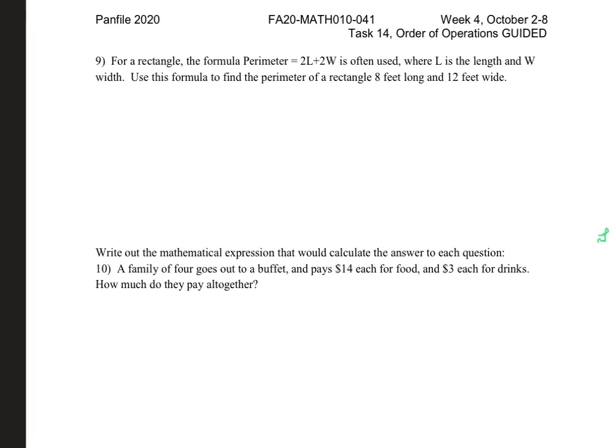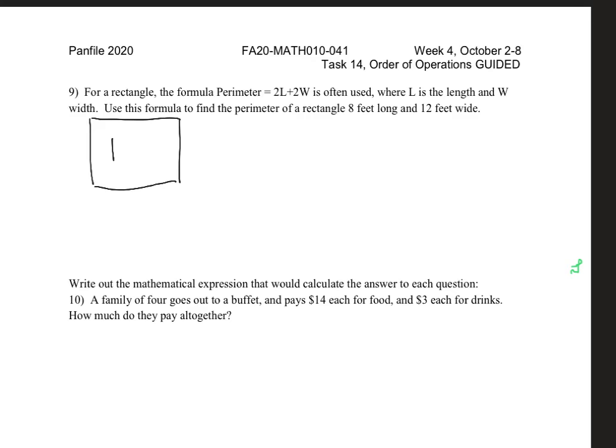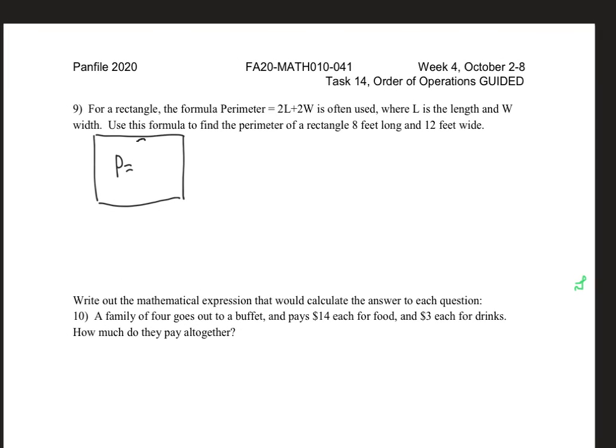So, usually I like to draw a picture. Okay. We want to find the perimeter. We don't know what it is, but we do know that it's 8 feet long, and whatever it is down at the bottom, it is at the top, and it's 12 feet wide. Now, it's okay if your picture is not drawn to scale. They never are.